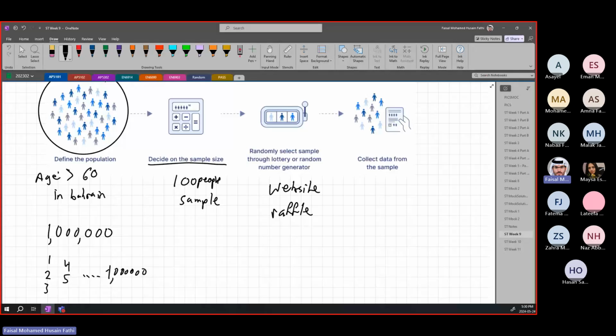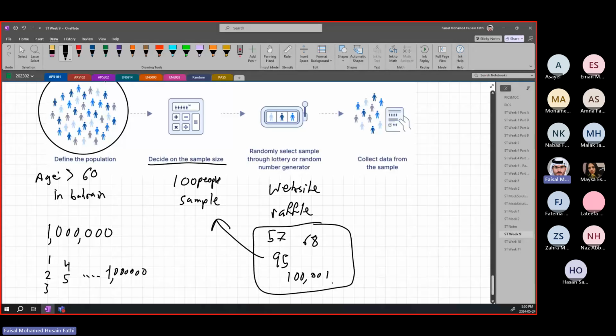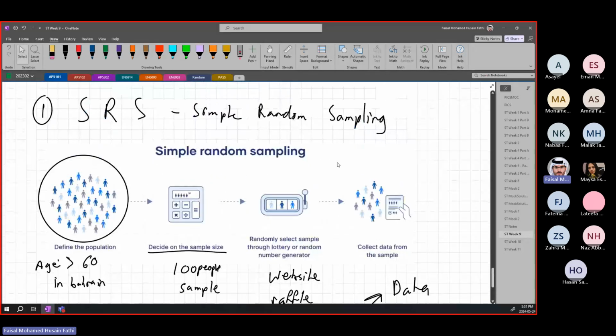Then you will put all these numbers in a hat, for example, and then you will shuffle them, or you're gonna put it online through a calculator or a random number generator, and it's gonna give you random numbers. So let's say it's gonna give you 57, 68, 95, 100,001, and all of these. This is the number of people that you are supposed to choose for your sample size. Once you select all these numbers, then you're gonna take the data from here. So this is basically what is known as simple random sampling.